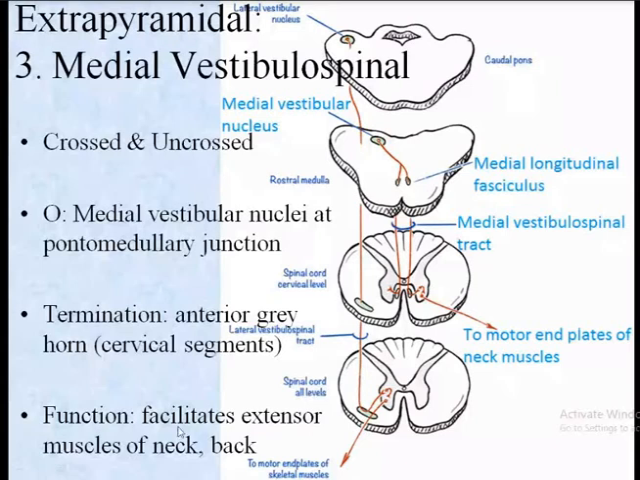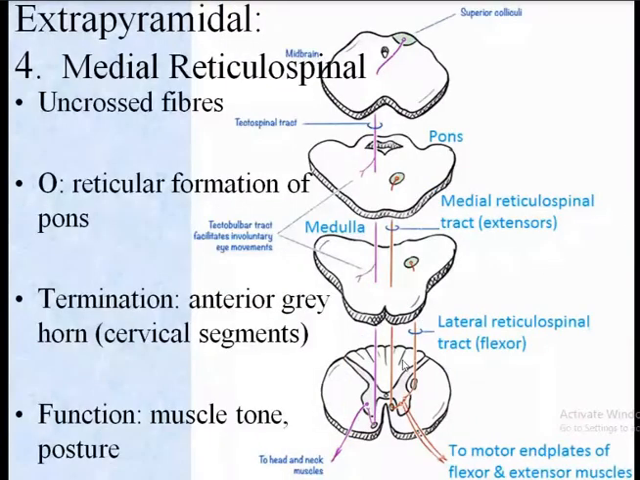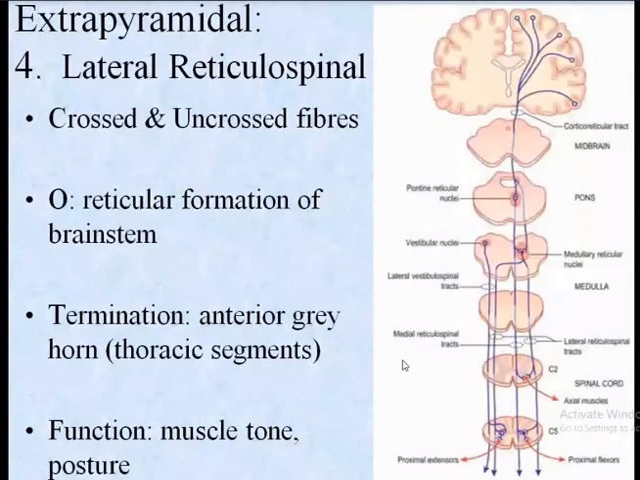As it descends only up to the cervical segment, it helps in facilitating the extensor muscles of the neck. Neck and back muscles are excited. And then the next extrapyramidal system is the lateral reticulospinal tract.